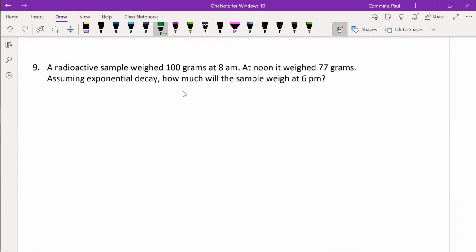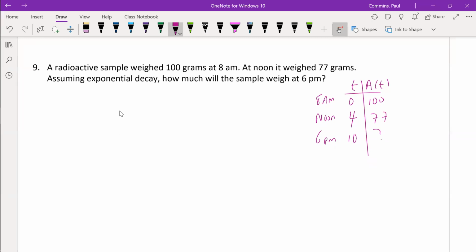All right. Radioactive sample weight: 100 grams at 8 a.m., 77 at noon. So we're looking at a table here of T, and the amount at time T. 8 a.m., which we'll call time 0, we had 100. And noon, which we'll call time 4, because it's 4 hours after 8 a.m., we had 77, and we're asked to find out how much is there at 6 p.m., which is 6 hours past noon, so 10 hours past 8. So we're looking for this number here.